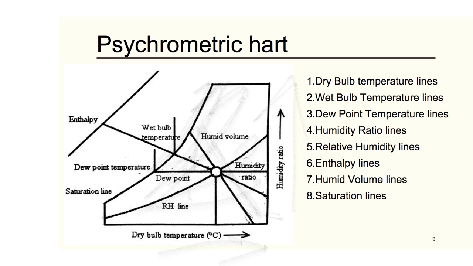And what else? We have the RH line, dry bulb temperature, humidity line. So yeah, these are the lines on the psychrometric chart. So how to read these lines? Let's see.